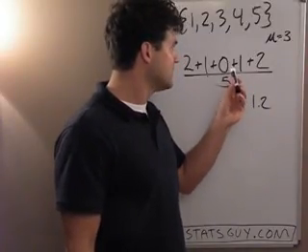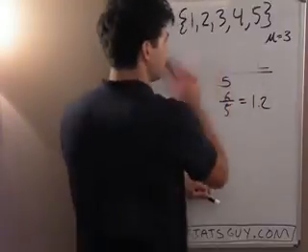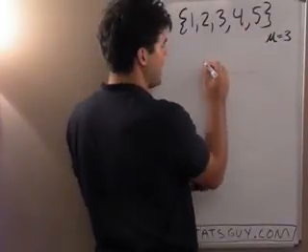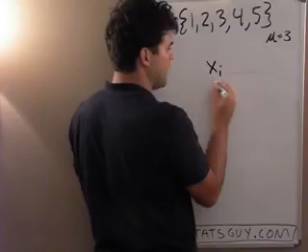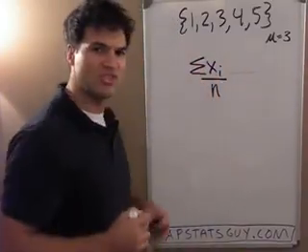Like I added up, let me think of what we did. Let's go back to how we calculated the mean first. Added all these guys up. We added up every individual x and then divided by n. And that's what that sign sigma means.